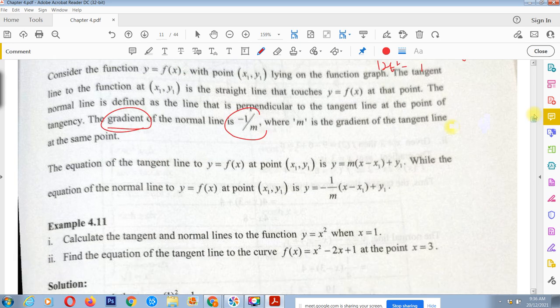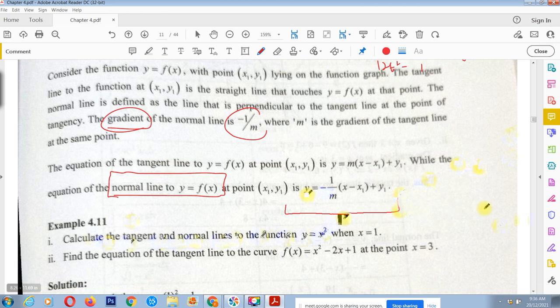So for example, in general we have y equals f(x), we have this point, and then we have y equals m(x minus x1) plus y1. And then the equation of the normal line will be negative, so they are perpendicular. Perpendicular meaning this m will be negative 1 over m.